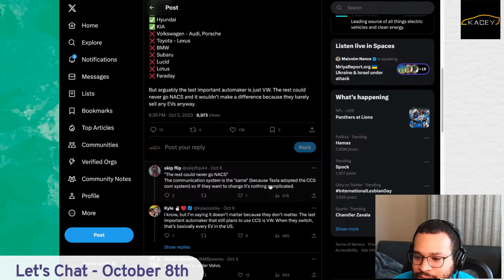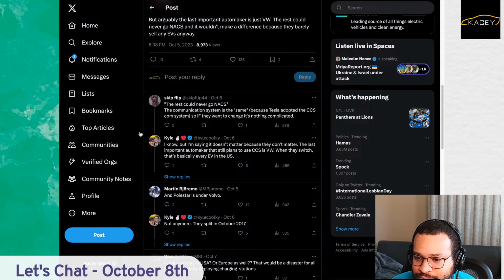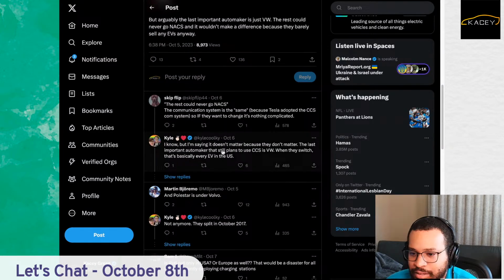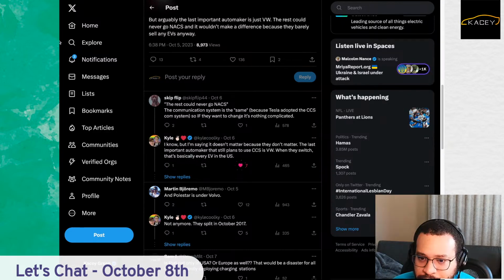The communication system is the same because Tesla adopted CCS, so if they wanted to change, it's nothing complicated. But I'm saying it doesn't matter because they don't matter. The last important automaker that still plans to use CCS is VW. When they switch, that's basically everyone in the EVs in the US. I'll give them that.